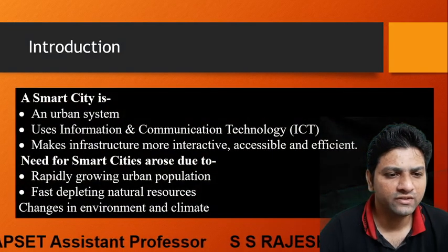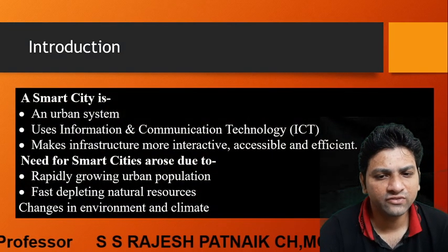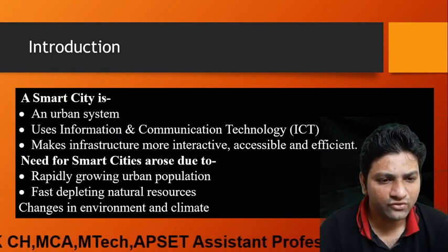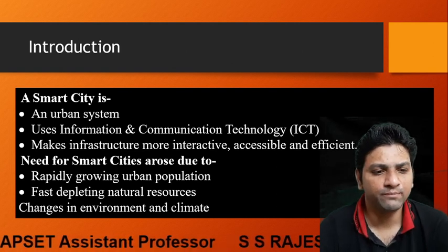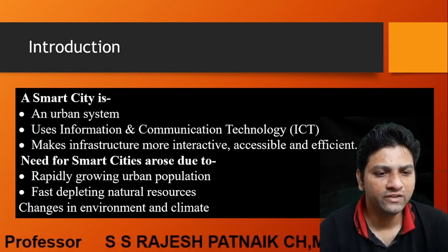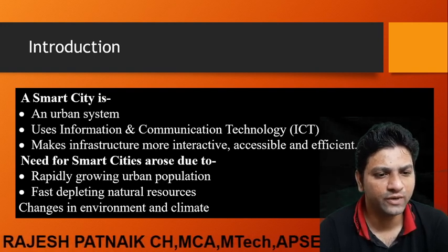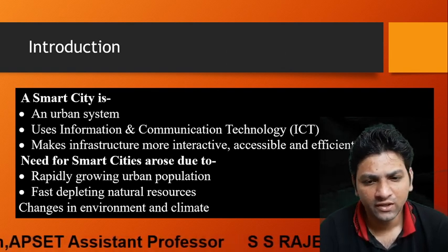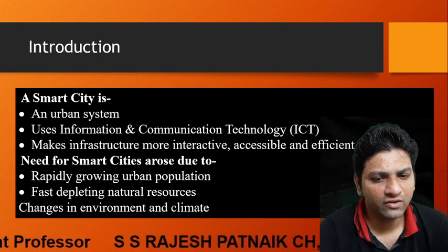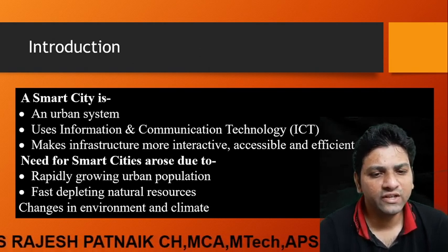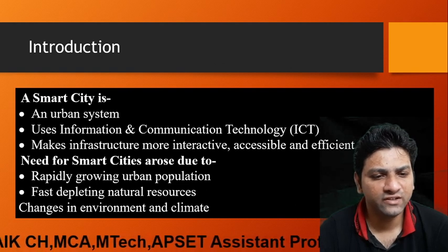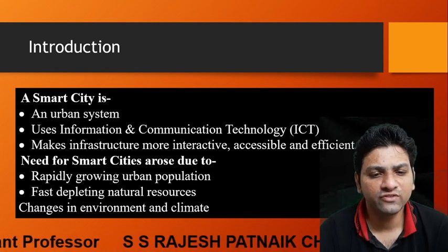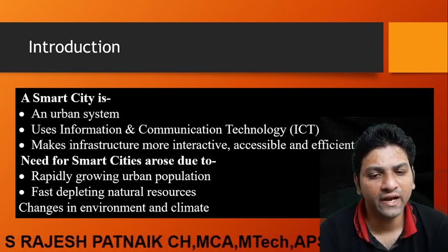So what is the basic thing? What is a smart city? A smart city is a collection of different types of resources available in the city, and the resources will be used by the public. The first point is an urban system. Simply, the city is made up of a group of schools, colleges, hospitals, government, and all other departments. It uses information communication technologies, ICT. A smart city uses ICT and makes the infrastructure more interactive, accessible, and efficient.